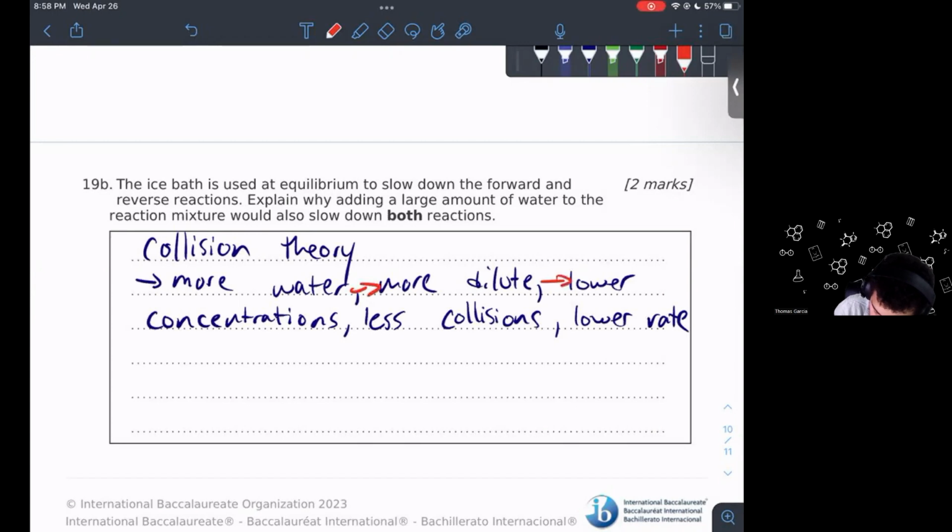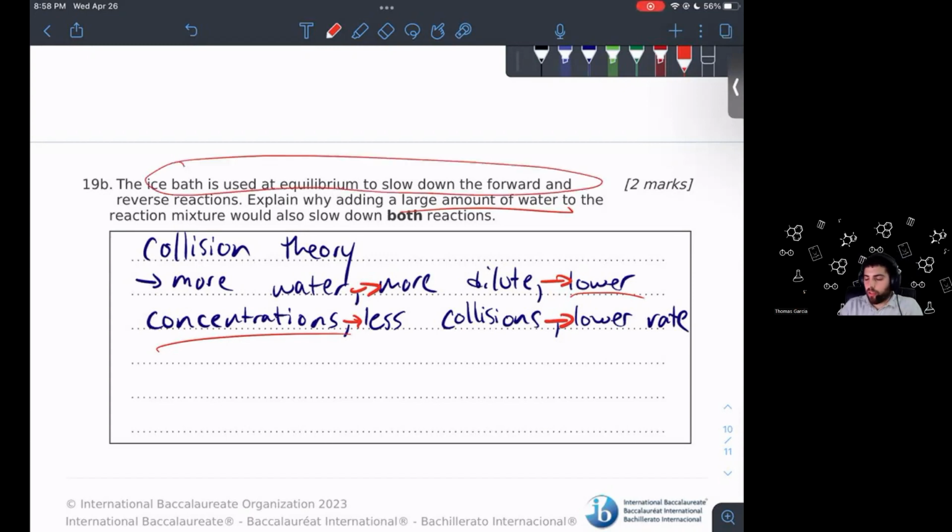Boom, boom, boom, boom. Basically, all you have to do is think about this in terms of collision theory, and it doesn't matter which way the equilibrium shifts. We know that overall rate will slow down because we have a large amount of water and we have lower concentrations due to that. The other way you know it's collision theory is they say it's an ice bath to slow down the reactions, meaning they're already talking about temperature slowing down the reactions. In collision theory, temperature can speed or slow down, but concentration can also speed or slow down. And they already gave us one, so we're just doing the other one.